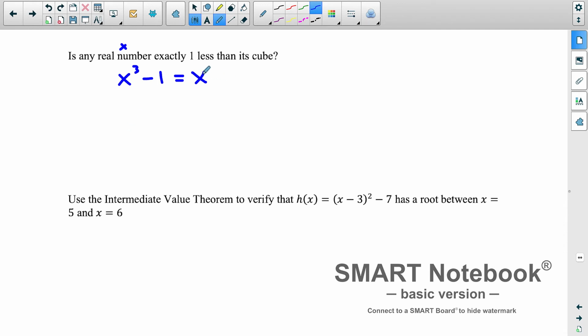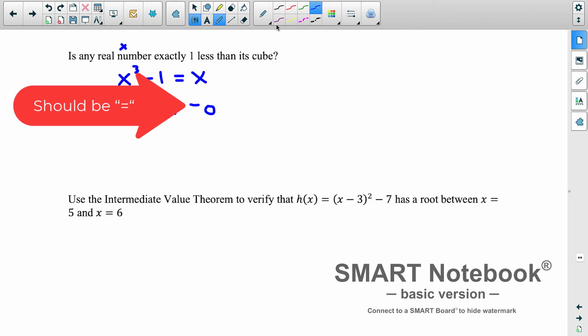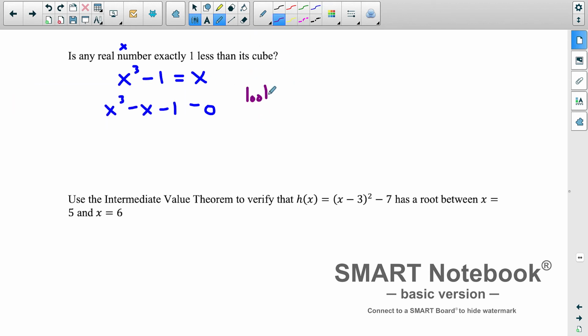Okay, well, let's set it equal to 0, right? Let's bring this x over. So we have x cubed minus x minus 1 is 0. So basically what we're doing here is very much what we did in the last question. We're looking for a 0 for the function f(x) equals x cubed minus x minus 1. We want to know, is there some point where the sign changes from negative to positive or positive to negative, because in which case we're going to have a 0 there.